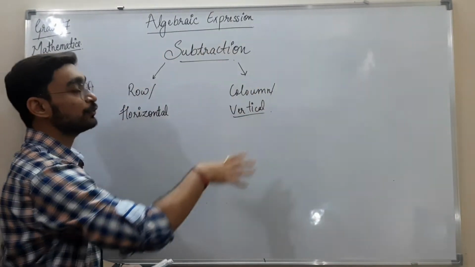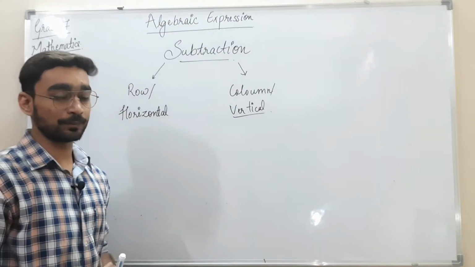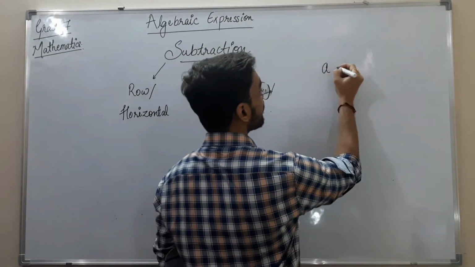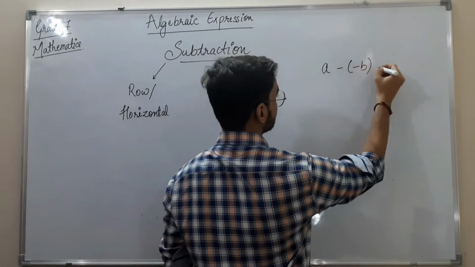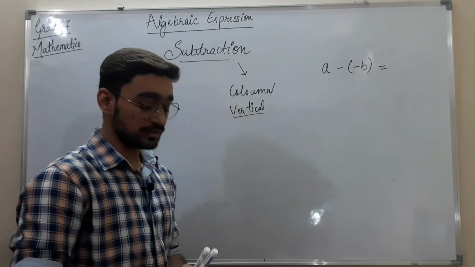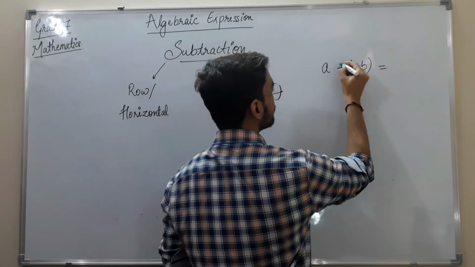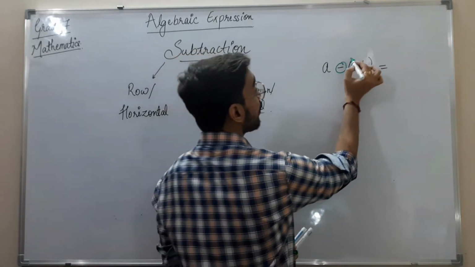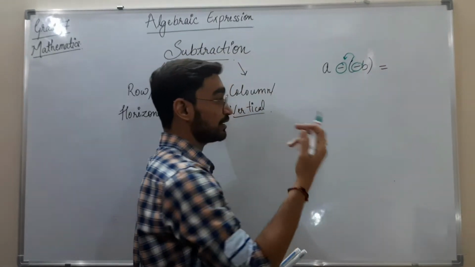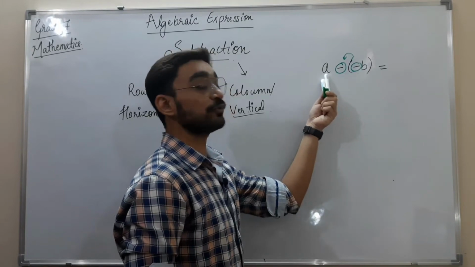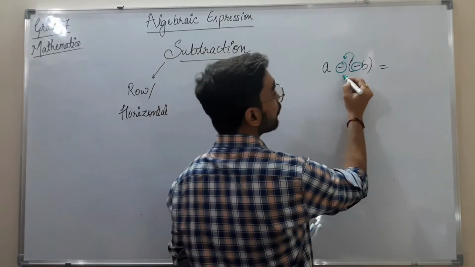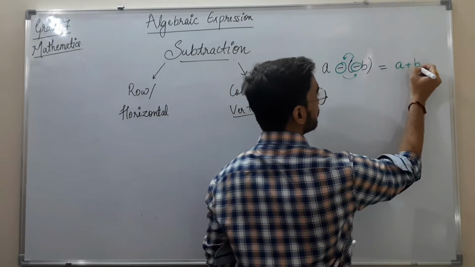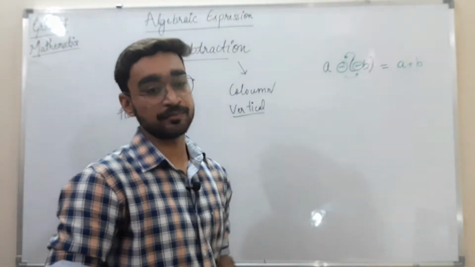But before moving to the subtraction, I want to revise one property which you have already studied in your integers, that a minus b will give you what? You can see here two symbols of minus are coming here, 1 and 2. Whenever a symbol of minus is coming before a bracket, we have to change the symbol of whatever is coming inside the bracket. Like it will become a plus b.